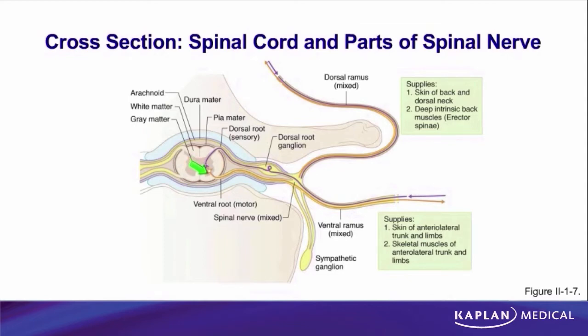So a group of cell bodies in the central nervous system is called a nucleus. So because this nucleus is in the anterior horn of the gray matter, we call it an anterior horn nucleus. So that's where the cell bodies of the motor fibers are, in the gray matter of the spinal cord. Okay?